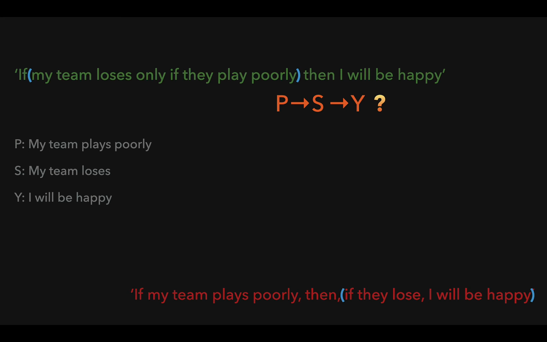What about the second sentence? You might think, well, look, we have, if they lose, I will be happy. And we know how to symbolize that. That's S, my team loses, arrow Y, I will be happy.